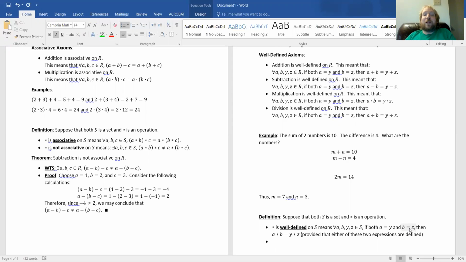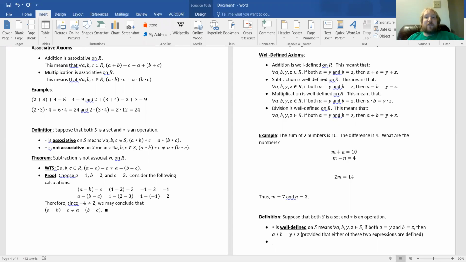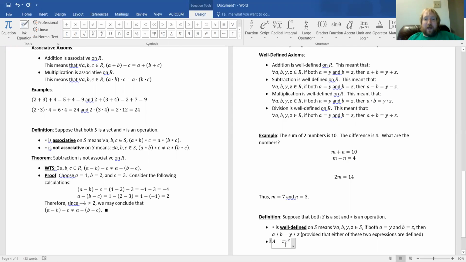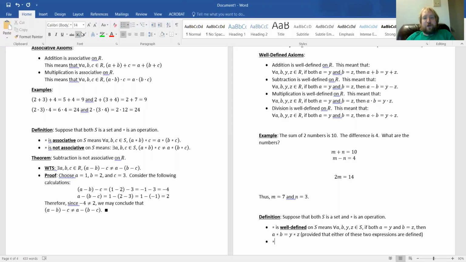Now, let's negate this. This will be a little bit harder work from foundations, but the negation of "star is well defined on S" would be "star is not well defined on S." That part's not hard to negate. Star is not well defined on S.